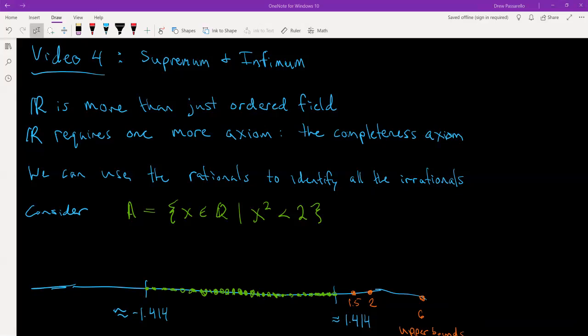It's been mentioned over and over in previous videos that the real numbers is an ordered field. But the real numbers is more than just an ordered field. There's a special property that delineates it from being just an ordered field, and that property is an axiom called the completeness axiom. And to think about what this does, we're going to use the rationals to identify all of the irrational numbers, as far as what this completeness axiom is going to entail.